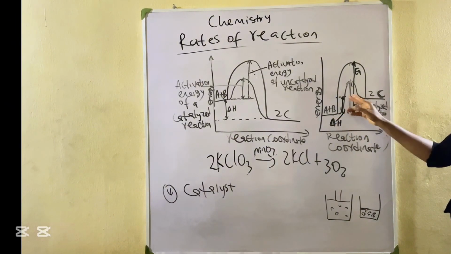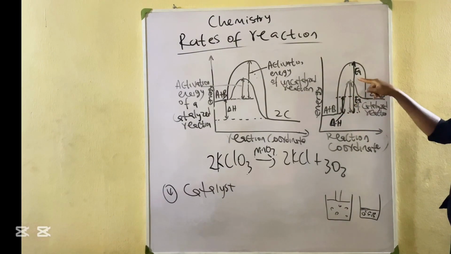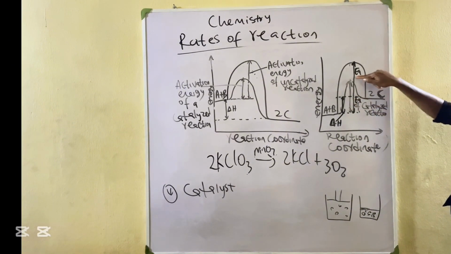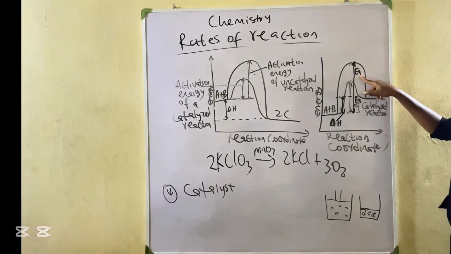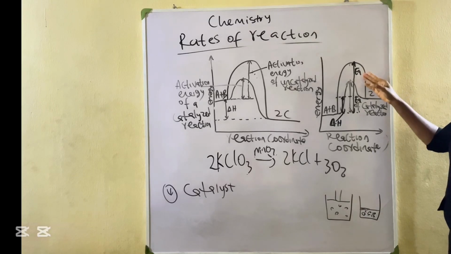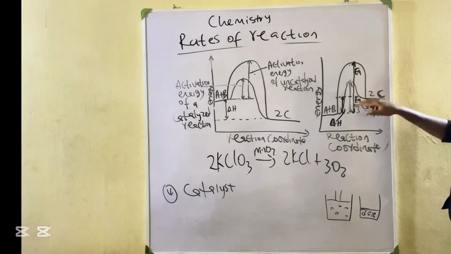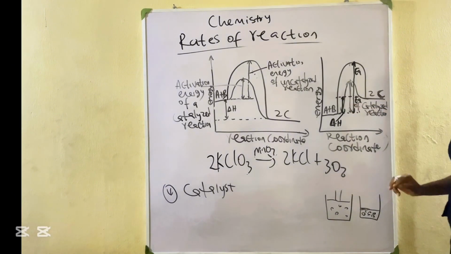So you can see this is the uncatalyzed reaction, and this is the catalyzed reaction. This one is uncatalyzed. H here means energy, activation energy. So this is the one for the uncatalyzed reaction, and this is the one for the catalyzed reaction.